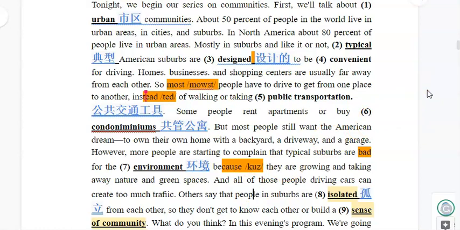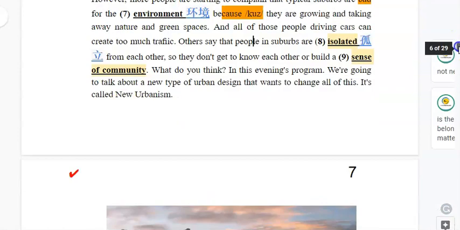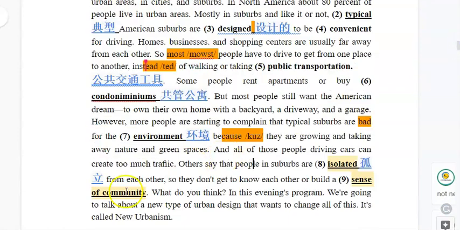Others say that people in suburbs are isolated from each other, so they don't get to know each other or build a sense of community. Please read. Others say that people in suburbs are isolated from each other, so they don't get to know each other or build a sense of community.